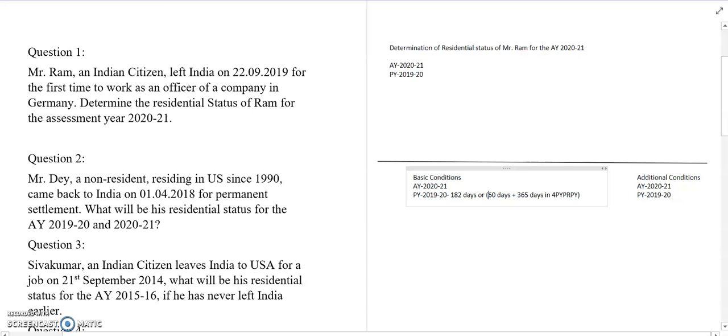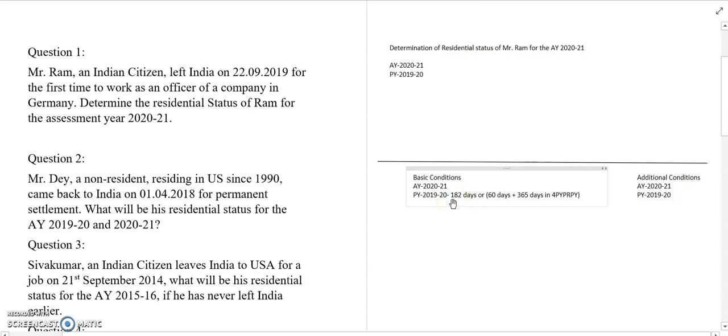We know that there are two basic conditions. The first one is, in order to become a resident, an individual has to satisfy at least one of the basic conditions. At least he should be in India for 182 days in the previous year, or 60 days in the previous year plus 365 days in the 4 previous years preceding the relevant previous year. So these are the two basic conditions, and for an individual to become resident, he has to satisfy at least one of the basic conditions.